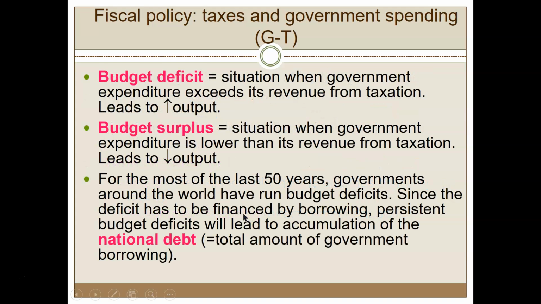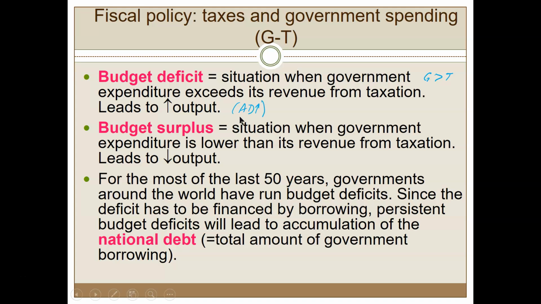There are two other concepts which you need to know about fiscal policy: budget deficits and budget surpluses. As I mentioned previously, we are trying to affect the balance between the amount we spend as government expenditure and the amount we collect in taxes. A budget deficit is a situation when government expenditure, spending, exceeds the revenue from taxation. In other words, government spends more money than it collects. So government expenditure exceeds revenue from taxes. This is a form of expansionary policy. It will lead to higher output because when we spend a lot of money, it leads to higher aggregate demand. Aggregate demand goes up when we run a budget deficit.